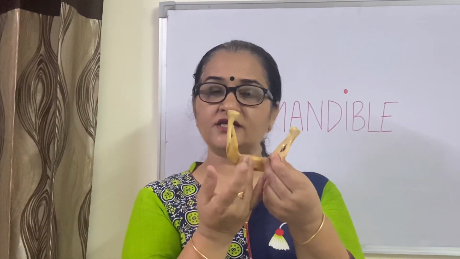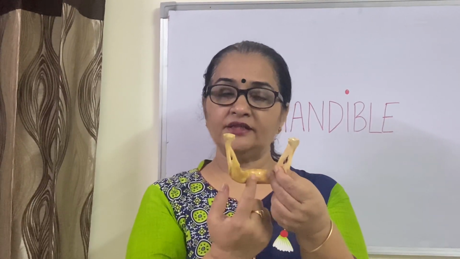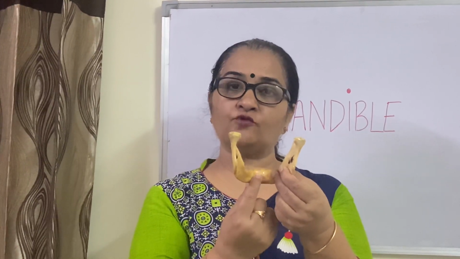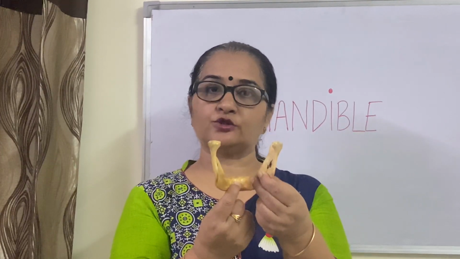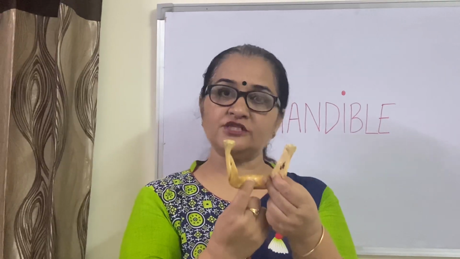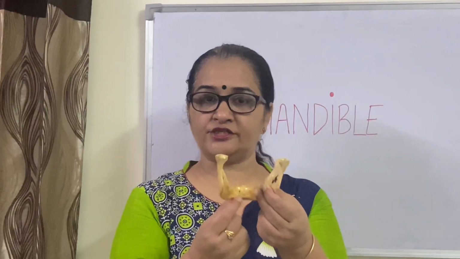Now coming to the inner side of the body of the mandible. On the inner side there are four tubercles visible in the midline. These are known as the genial tubercles. So there are two superior genial tubercles and two inferior genial tubercles.